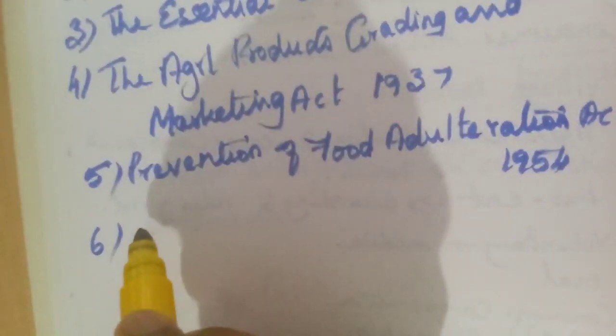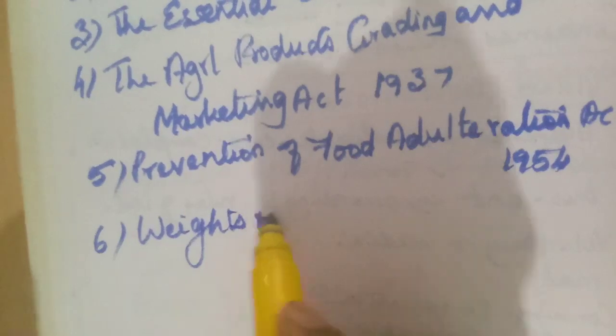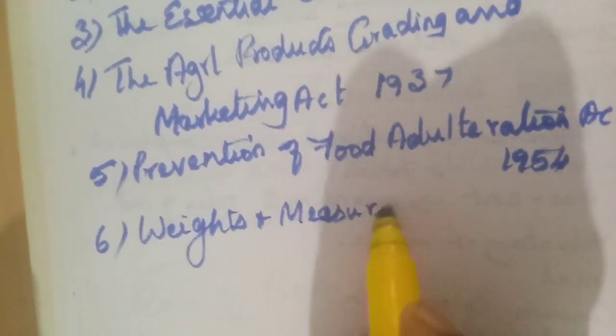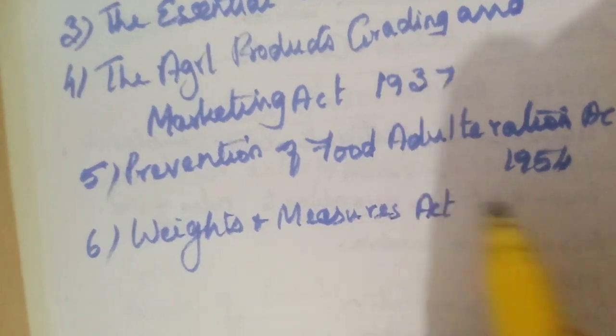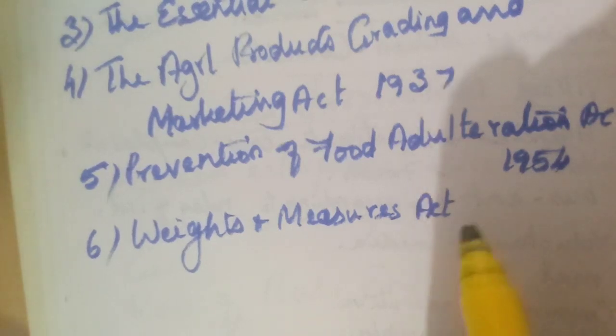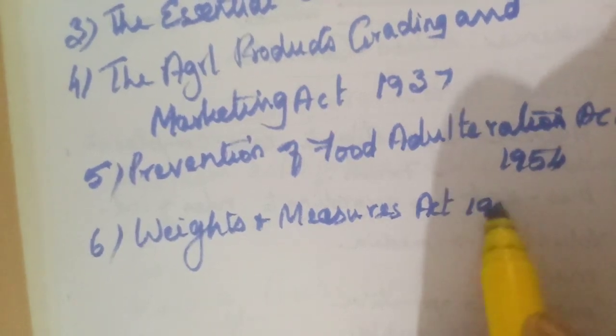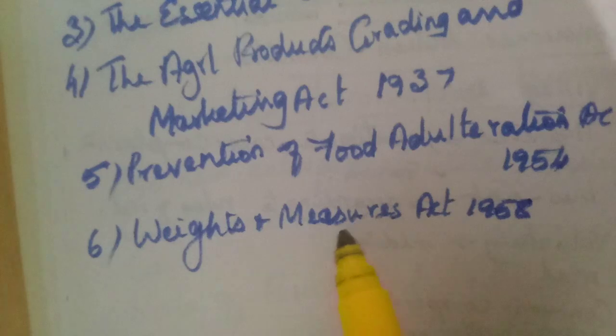Then another act. The sixth one, Weights and Measures Act. We know weights and measures, that we will weigh, you know, weighing machine. So they may not do any malpractice in the weight itself. When we purchase one kg product, we may have only 3/4 of the product instead of 1 kg. They may reduce around 100 gram or 200 gram in 1 kg. So they will check. There may not be any malpractice because of the underweight. So that Act, 1958, will protect against the underweight of the products.